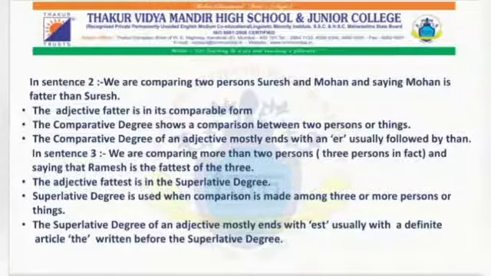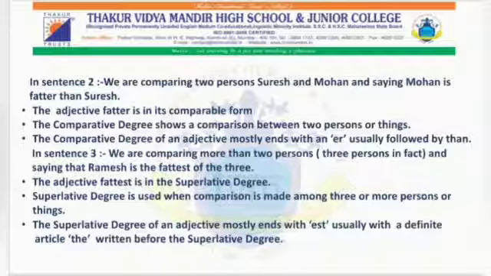In sentence 2, we are comparing two persons, Suresh and Mohan, and saying Mohan is fatter than Suresh. The adjective fatter is in its comparative form. The comparative degree shows a comparison between two persons or things. The comparative degree of an adjective mostly ends with er, usually followed by than.